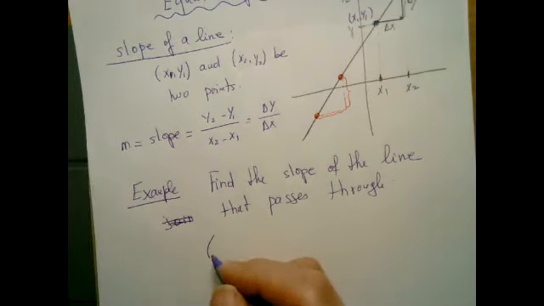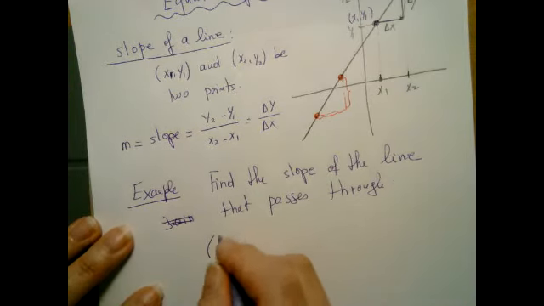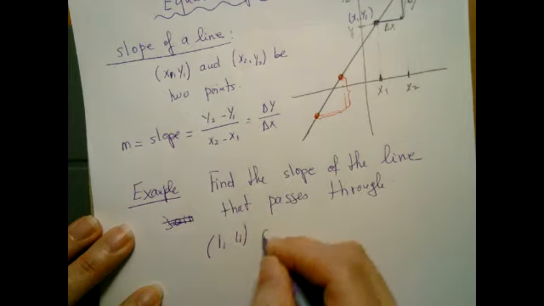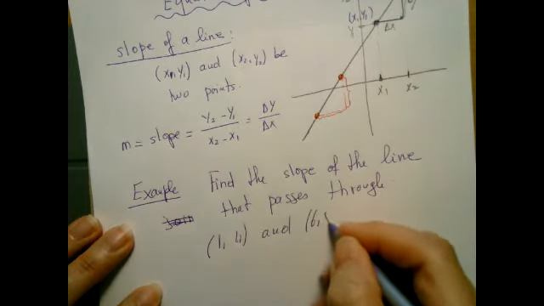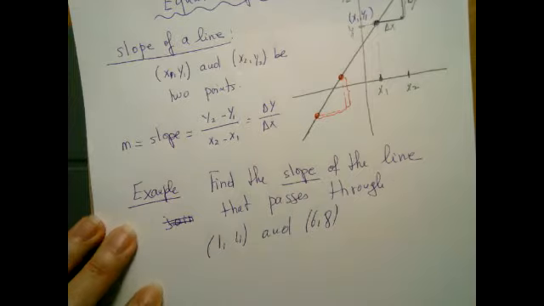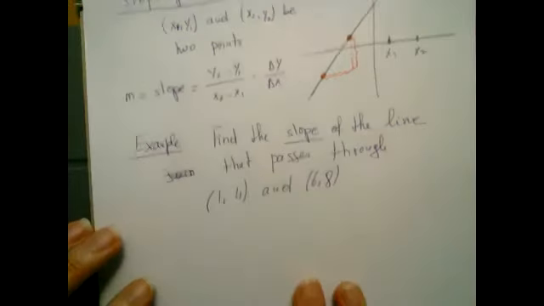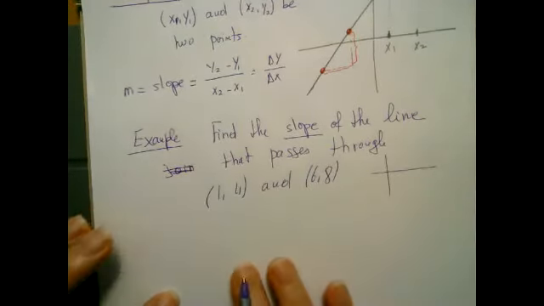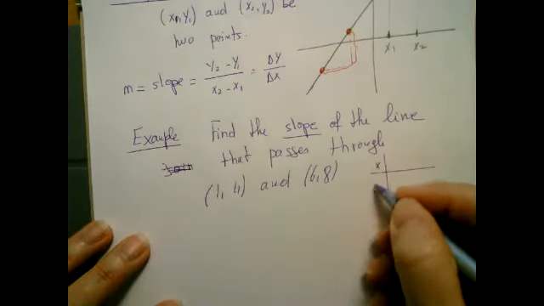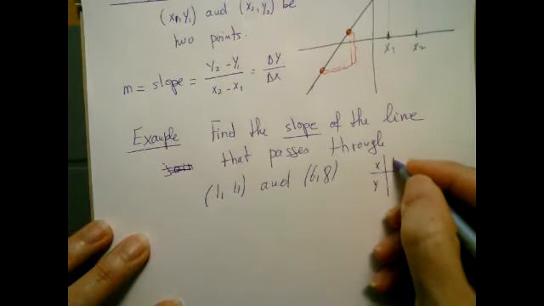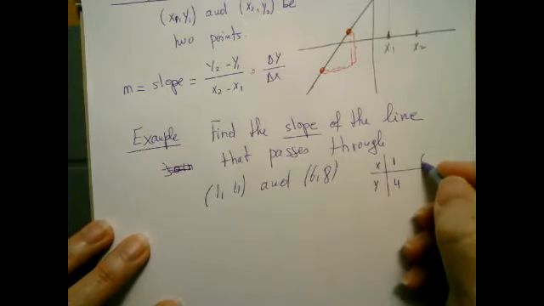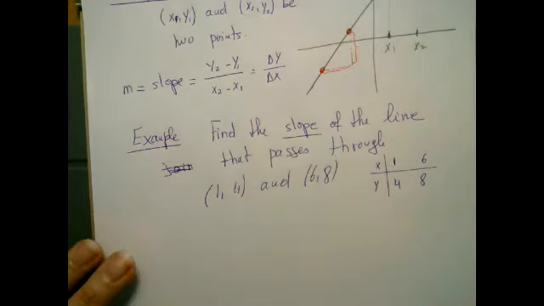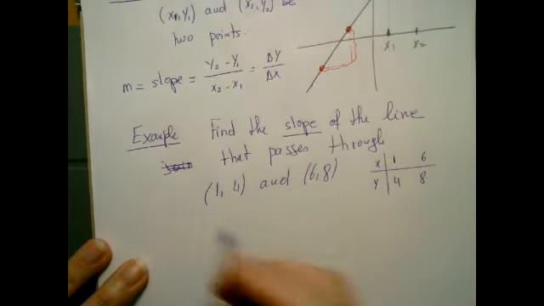Okay, let's just make up any 2 points. Let's pass through the point 1, 4, and let us say 6, 8. So I'm only interested in the slope. All right. So what's the slope? So here, these are my points. I usually like to put them in front of me. This is my x and this is my y. 1, 4, 6, 8. Now, so what is the slope?